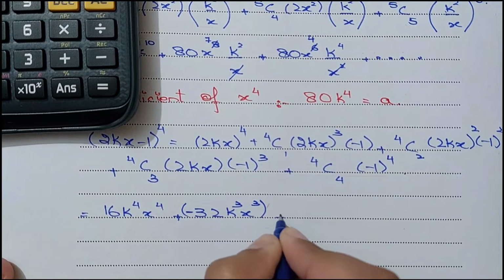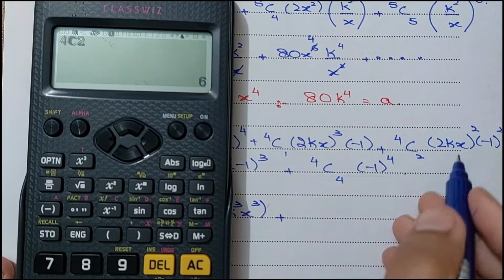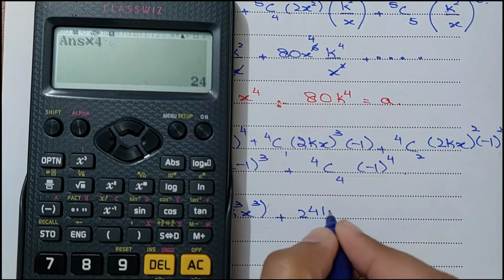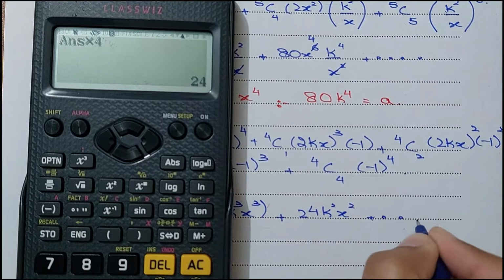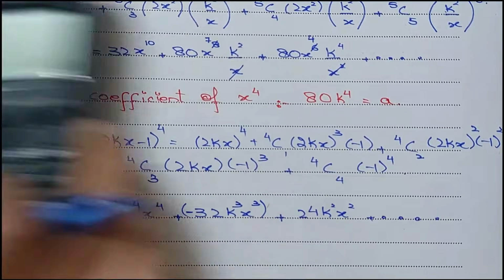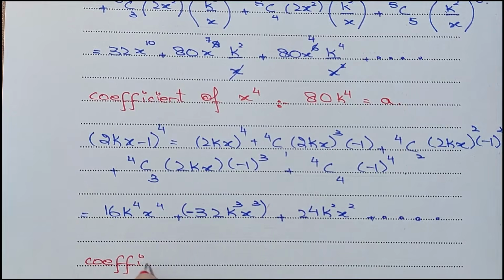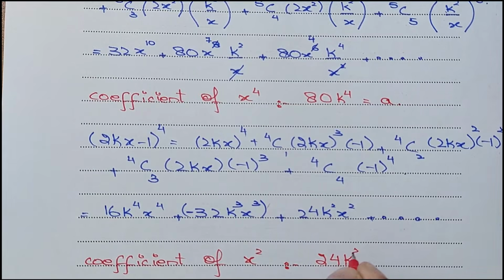Okay, plus 4C2, which is 6, and 2 squared is 4 times 4, which is 24 k squared x squared, and this is just 1, plus so on. So we got the coefficient of x squared in the second expansion. Okay, so we can say that the coefficient of x squared is 24k squared, and this is my b value, right? So we got the value for a and the value of b.